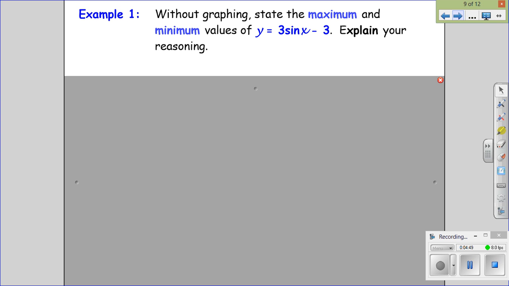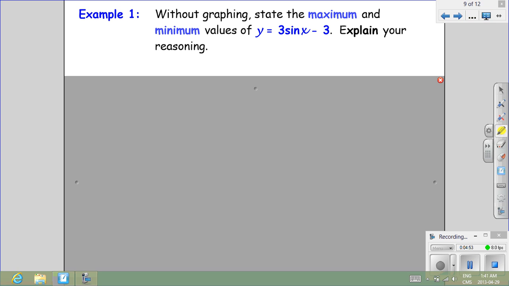And without graphing, can I find the maximum and minimum values of y equals 3 sine x minus 3? And that's the really important part. It says without graphing, so I'm not going to do any transformations. How do I figure that out?